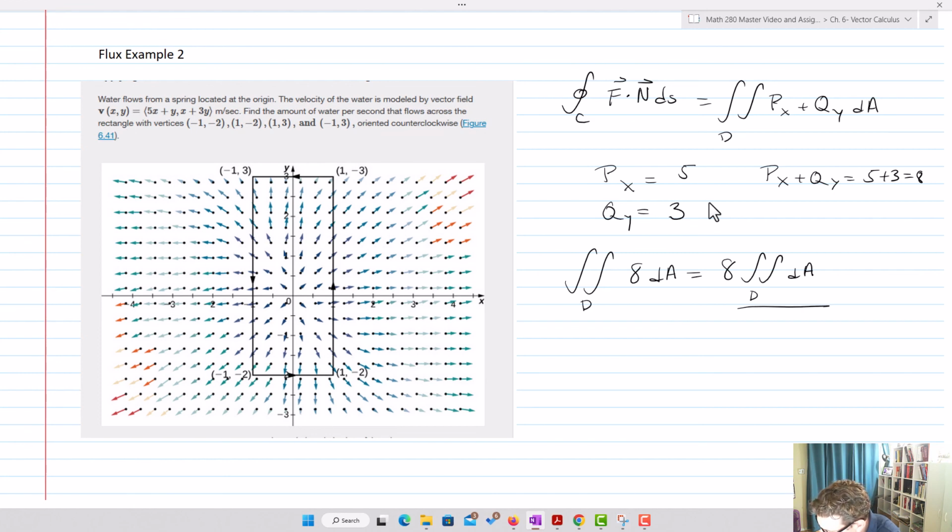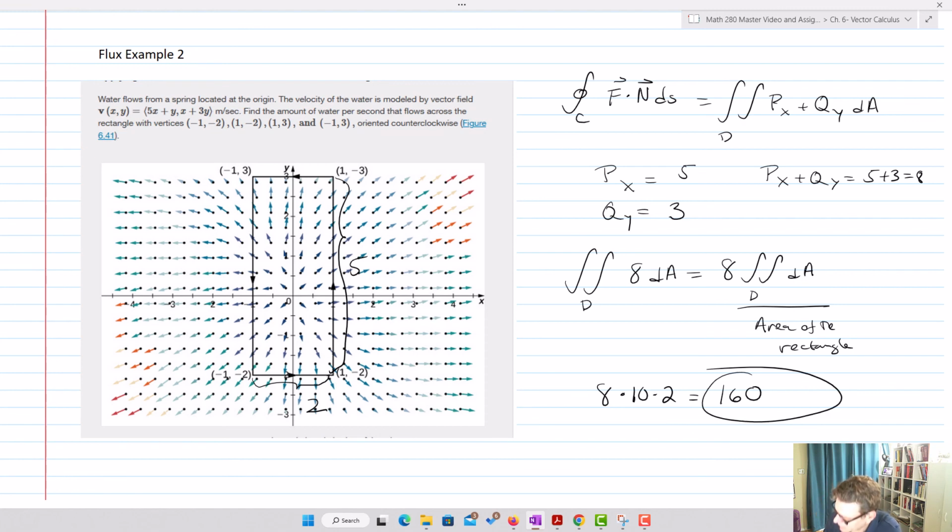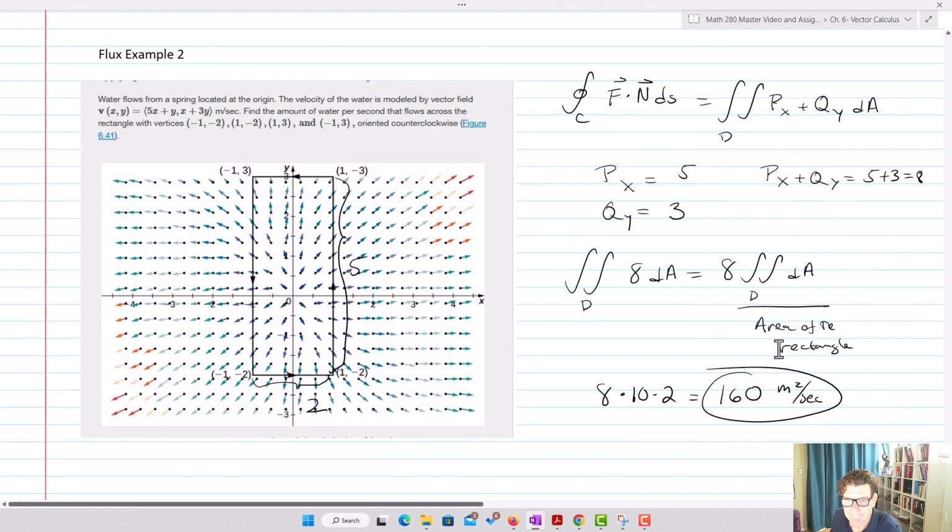Well, that's the area of the rectangle. So in this case, we don't actually have to do any integration. I can just look at this and say, well, the length of this side is going to end up being 2, and the length of this side is 5, so the area is 10. So this is 8 times 10 times 2, which equals 160. And that is the flux. This is going to be in meters squared per second. And there we are.